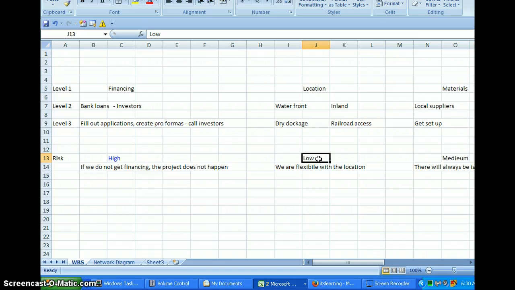Assessing this is a low risk, and the reason why is we're flexible with the location, and there's plenty of land. We will find something that works for us.